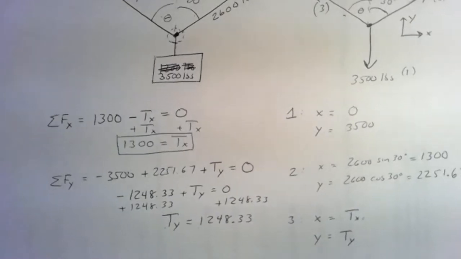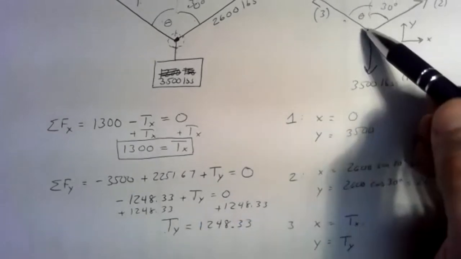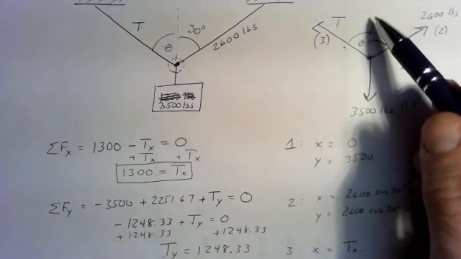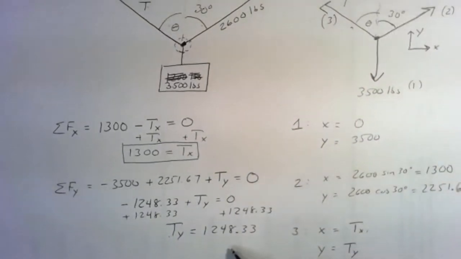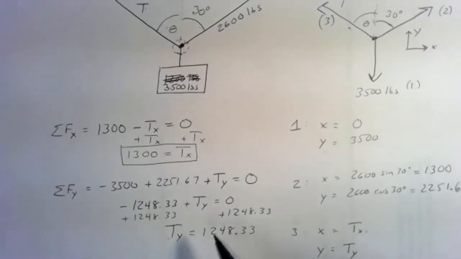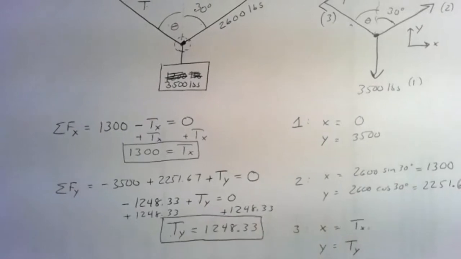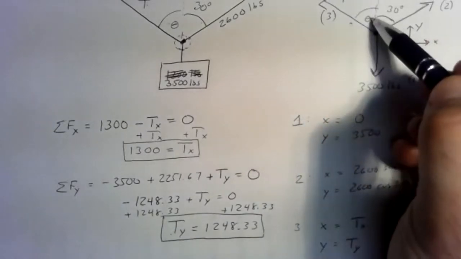1248.33. Now that also came out positive, which means we assumed the direction correctly. We assumed in our drawing that T pulls up, that TY would be positive, and it is, that TY goes in the upward direction. And our answer came out positive, so that means our assumption was correct. Now in the end, we want the tension and the angle.